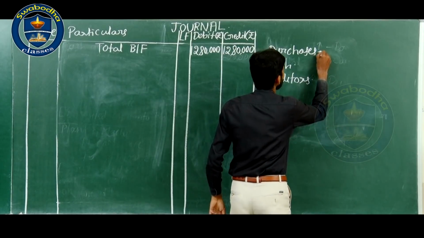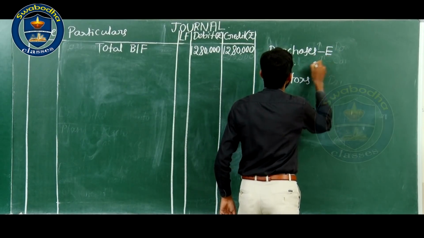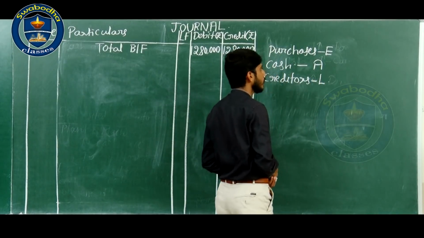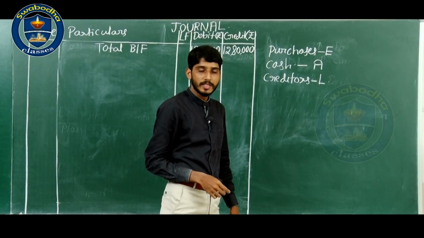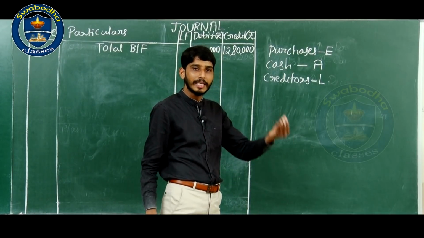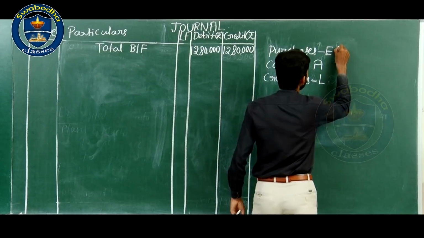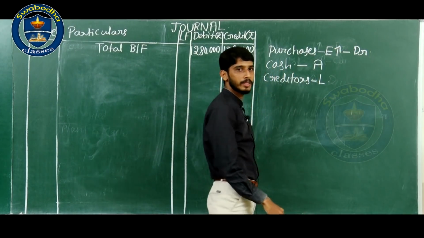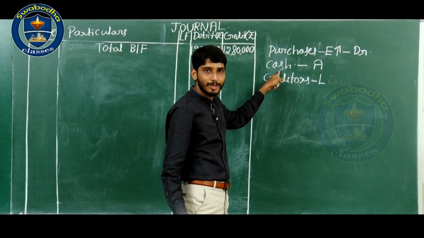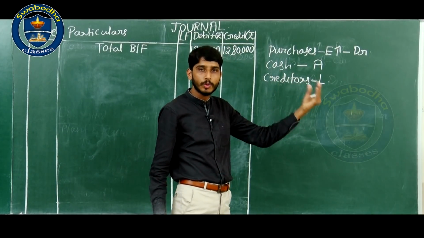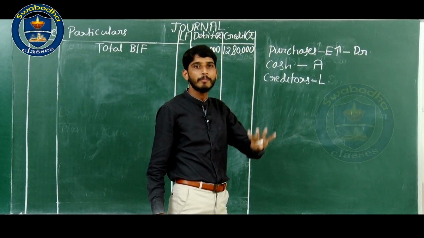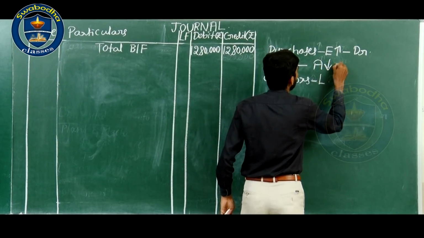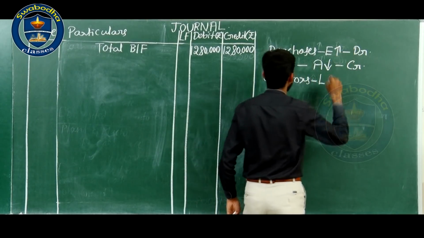Now, purchases is an expense, cash is an asset, creditors is a liability. When you purchase the goods, your expense value will increase. So, the rule says that when the expense value increases, it has to be debited. You are paying cash to the extent of 40,000, cash is going out of the business, cash balance will come down or it will reduce. So, when the asset value reduces, it has to be credited.